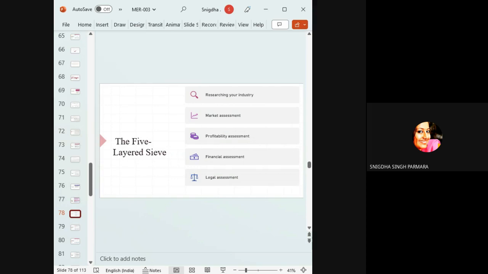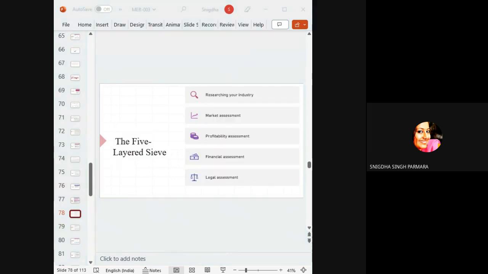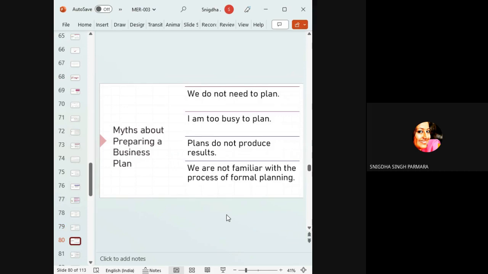The financial assessment that is necessary for running your business, the legal assessment, potential legal liabilities that you can expose yourself to in the process of starting your new venture. Then what are the sources of business enterprise idea? This is a repetitive title, we've already done it.